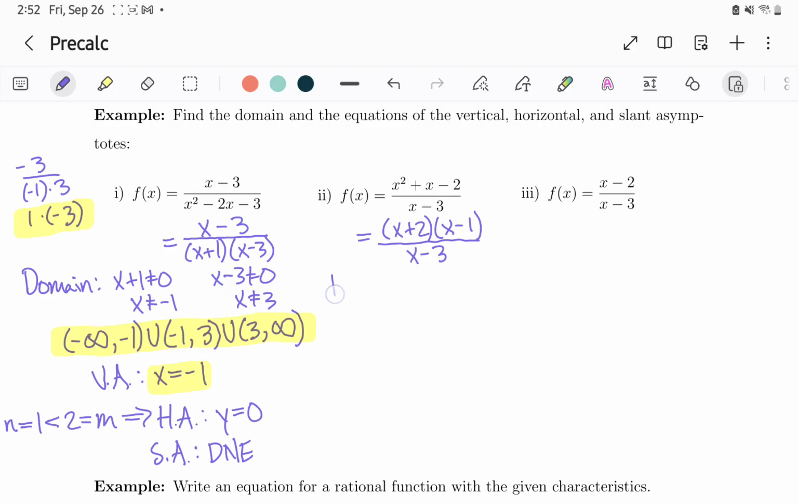All right, so for the domain, we would take x minus 3, set it equal to 0, and we would find that x cannot be equal to 3. And so our domain here is going to be all real numbers except for 3. So we'd go minus infinity to 3, and then union 3 to infinity.